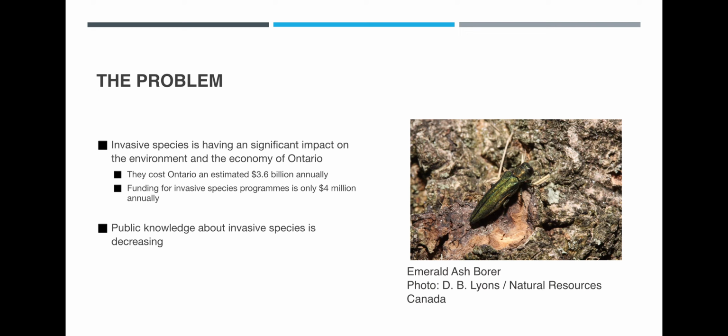Part of the issue is public knowledge about invasive species is decreasing. Less than half of Ontarians know how to report sightings. Increased reporting of sightings would help to facilitate a rapid response by the government to control species.